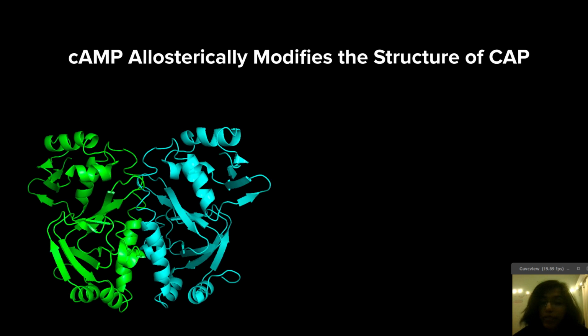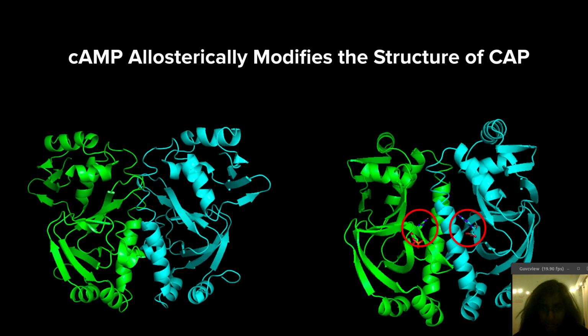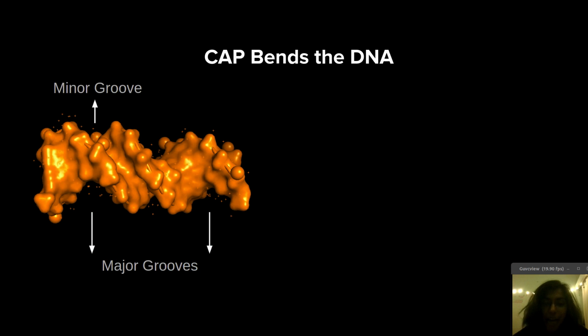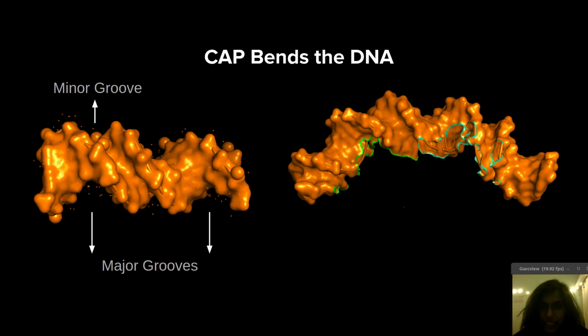Now, in the absence of cAMP, this DNA binding motif is inaccessible. But when cAMP is present, it modifies CAP allosterically and the motif becomes accessible, which binds to the DNA's major grooves. This enables CAP to also bend the DNA significantly.